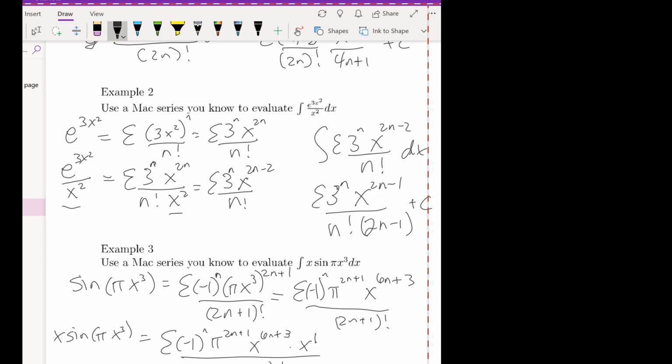So I carry the constants along. And I'm ready to add 1 to the exponent. Plus c. And we're done.